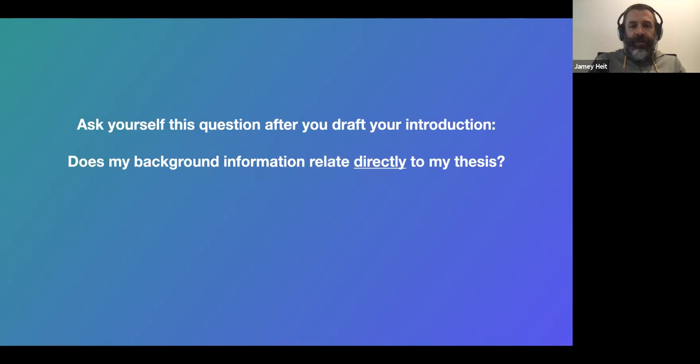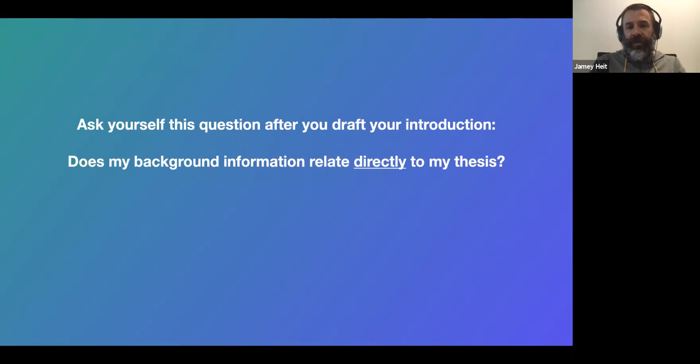So let's start to piece some of this together in a bit more detail. After you've drafted your introduction, you want to ask a basic question. Is the thesis statement that follows the formula we just talked about directly relevant, or does it relate directly to the background information you have provided?